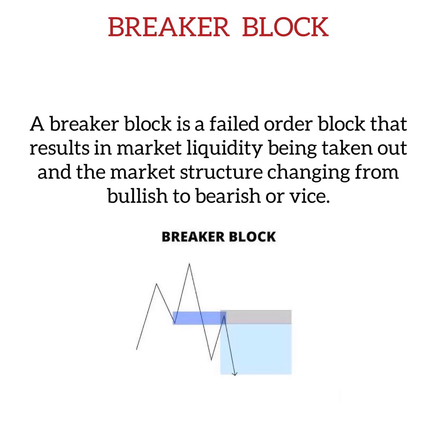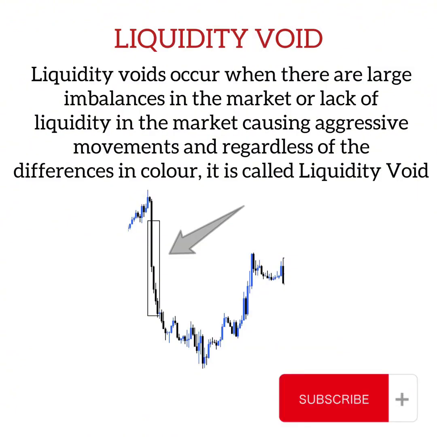The breaker block. The breaker block and the mitigation block are almost alike, but the breaker block is simply a failed order block that results in market liquidity being taken out and the market structure changing from bullish to bearish or vice versa. From this picture, we can see that the market took out the last high, then came down to displace the last low, which was supposed to hold initially, making it a breaker block and not a mitigation block. This is the second according to the hierarchy.